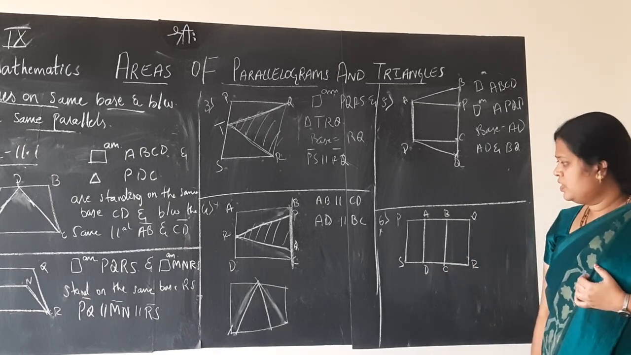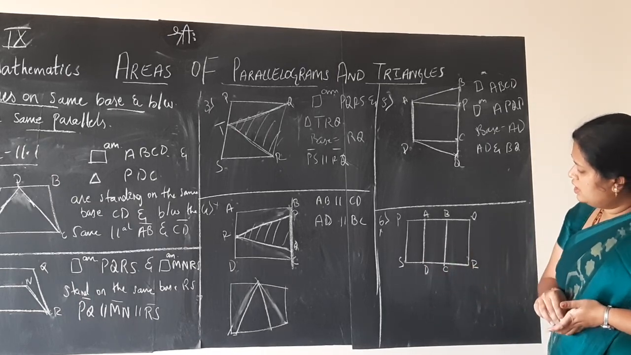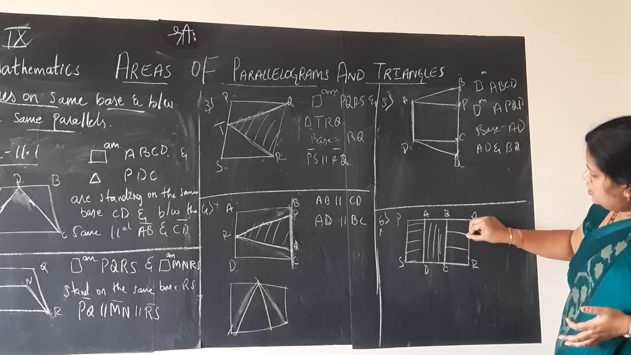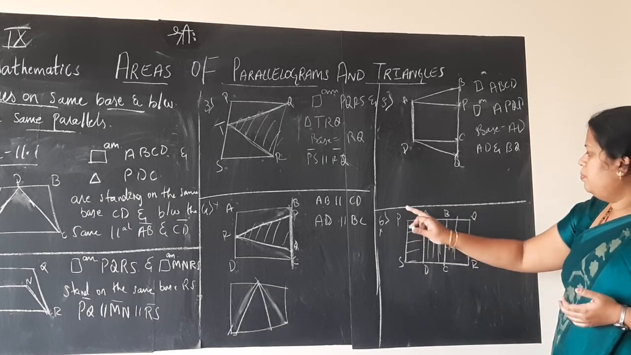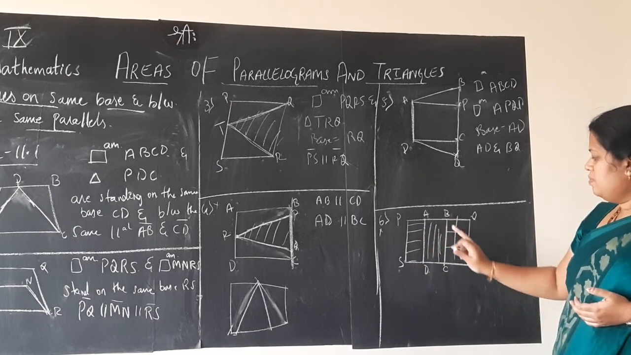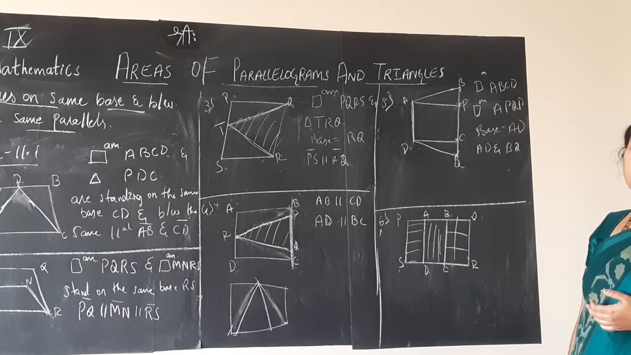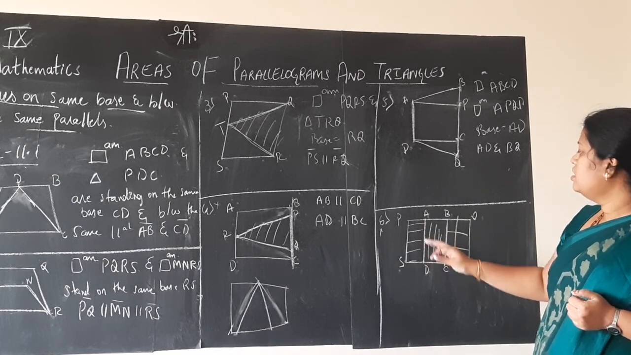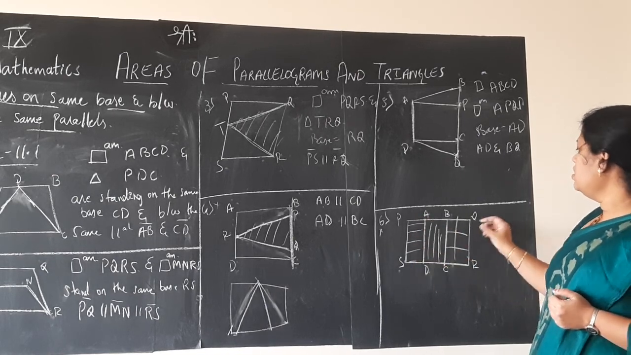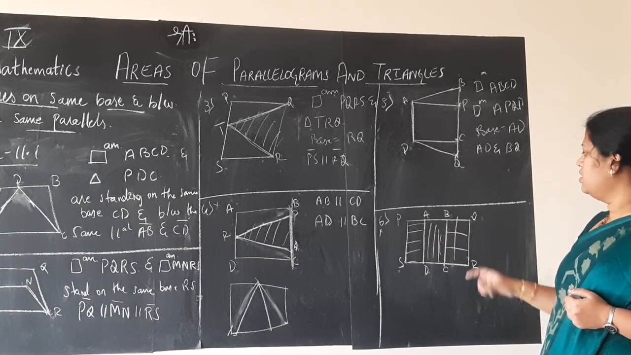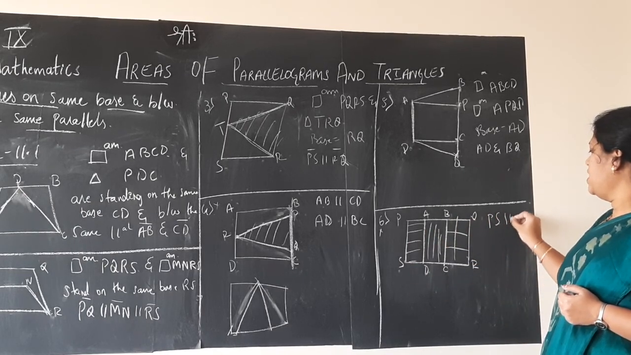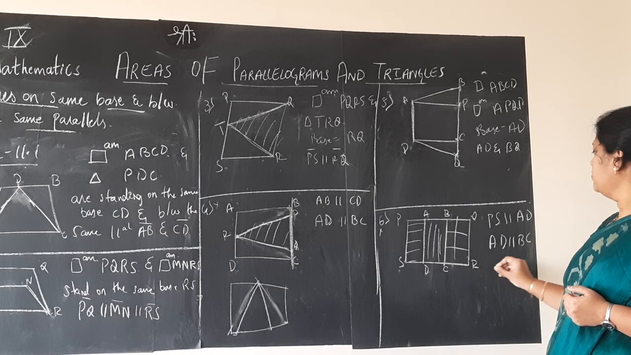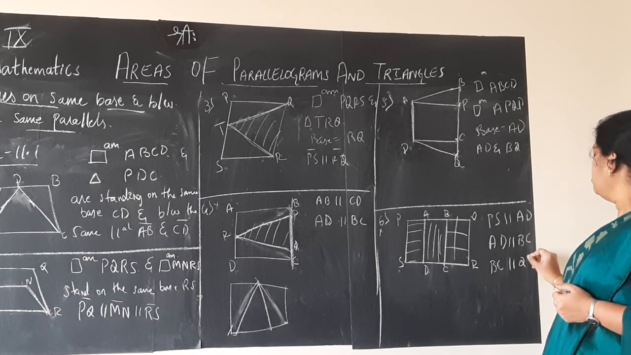Sixth one, if you see, there are three regions here. So PASD, ABCD, and BQRC are the three different regions we have. If you observe here, all the lines are parallel to each other. Like PS is parallel to AD, AD is parallel to BC, BC is parallel to QR.